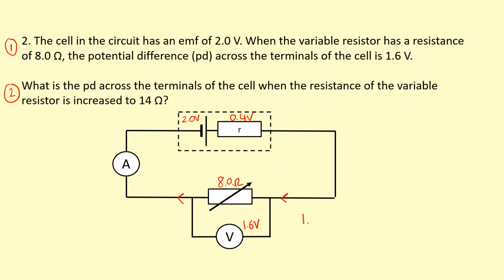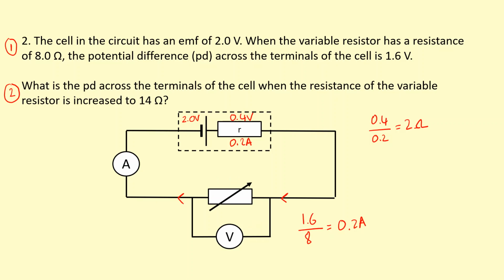So the current is going to be 1.6 divided by 8. That gives me 0.2 amps flowing. I know that 0.2 amps is going to be flowing through this internal resistor as well, so that means I can work out the internal resistance. So 0.4 volts divided by 0.2 amps gives me an internal resistance of 2 ohms, which sounds about right.